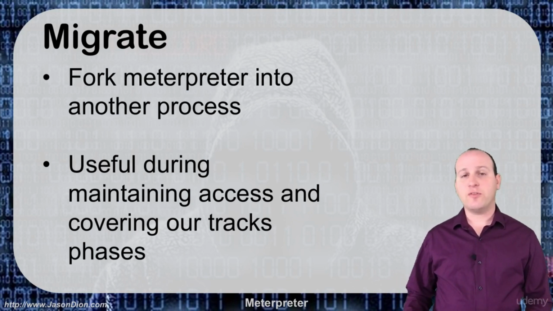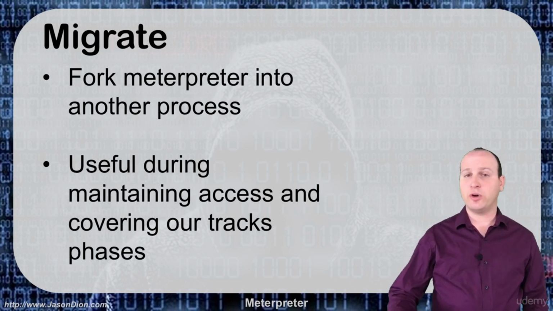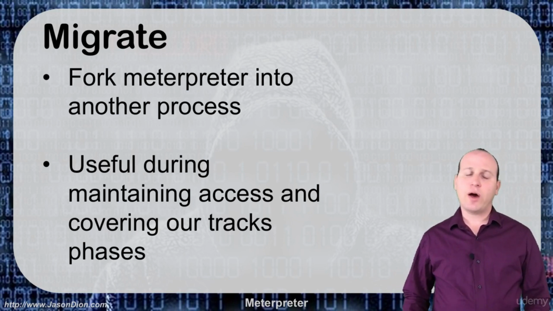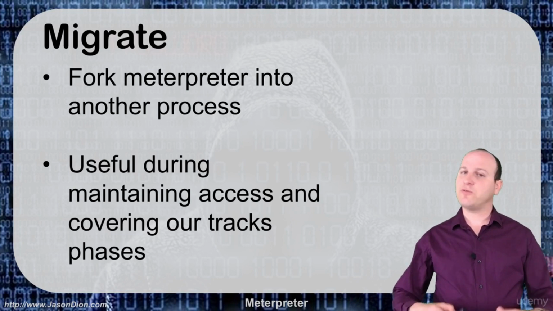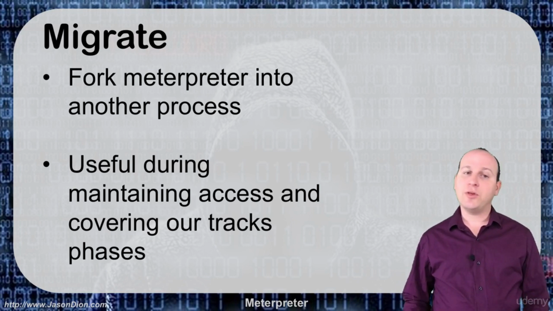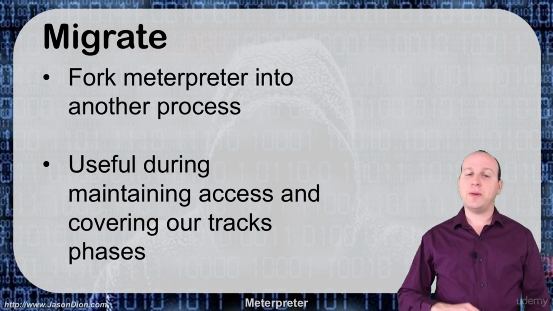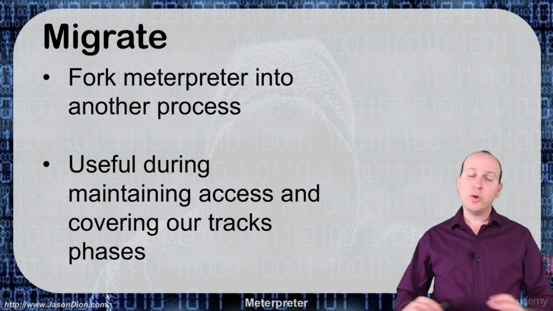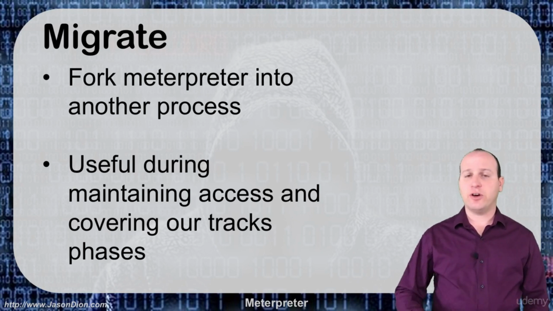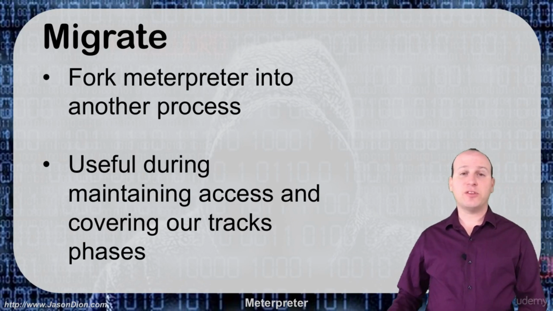For instance, if my attack went in through Internet Explorer, that tends to crash a lot. So I would want to migrate out of Internet Explorer into something more stable, like Explorer, which is the file system browser. You also can do this while you're doing your maintaining access and covering our tracks phases. We'll talk about that more later, to hide ourselves or to migrate into another process that might have better permissions that gives us higher level access.